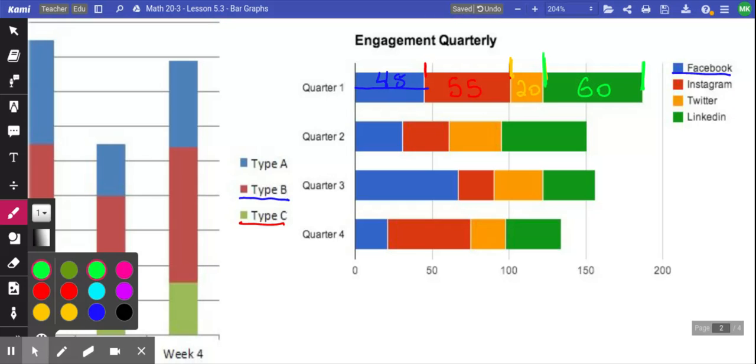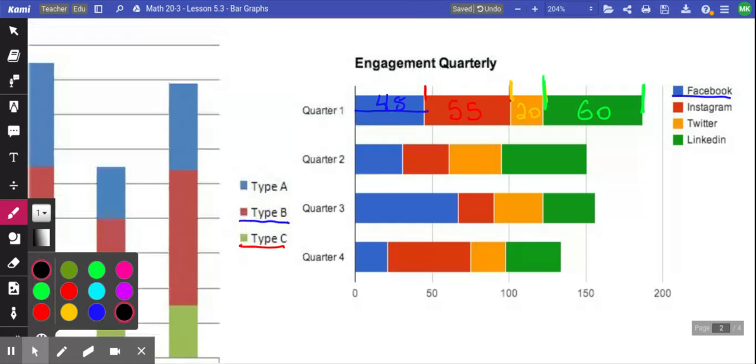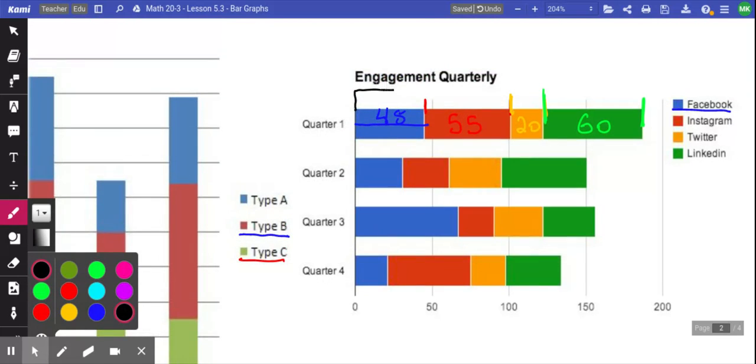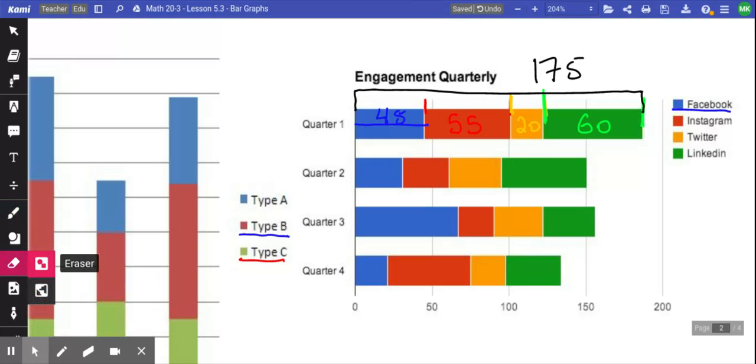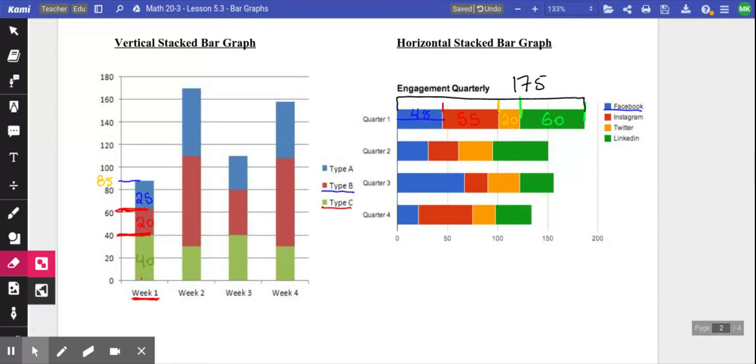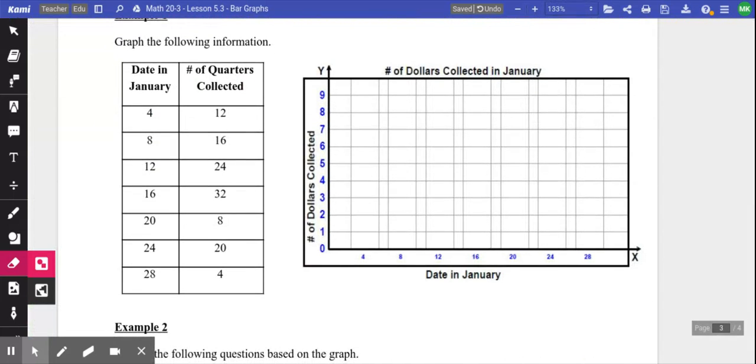And the reason why you want to stack it is because then I can look at this and easily see that for the entire quarter, all these things together equaled about 175. Right? I can see the total easily because they're all stacked on top of each other. It's not easy to tell the little numbers inside, but it is easy to tell the total. Cool. Those are bar graphs. We're going to make a couple bar graphs, we're going to answer a couple questions, and then we're going to be done.